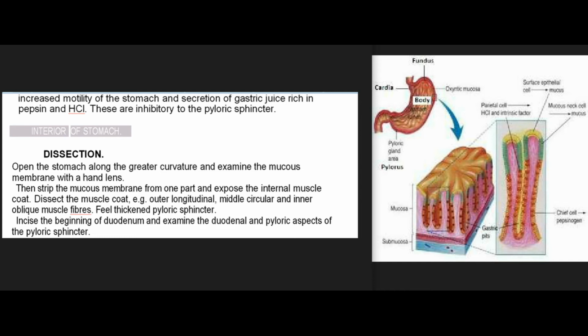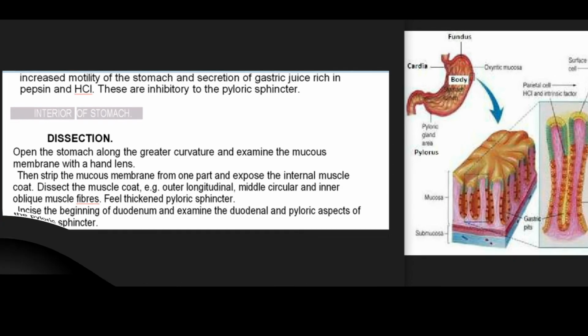Interior of stomach. Dissection. Open the stomach along the greater curvature and examine the mucous membrane with a hand lens. Then strip the mucous membrane from one part and expose the internal muscle coat. Dissect the muscle coat, that is, outer longitudinal, middle circular, and inner oblique muscle fibers. Feel the thickened pyloric sphincter. Incise the beginning of the duodenum and examine the duodenal and pyloric aspects of the pyloric sphincter.